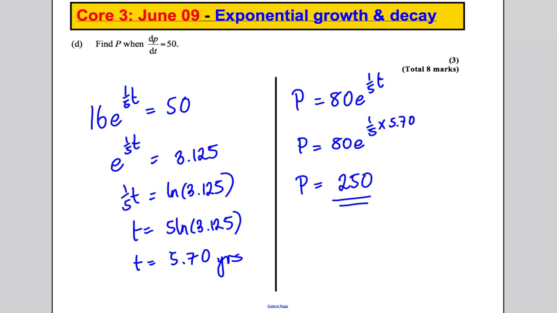And now we're done. They are all the past paper questions on exponential growth and decay that have arisen on the Edexcel Core 3 syllabus. I hope you found the following useful in your revision.